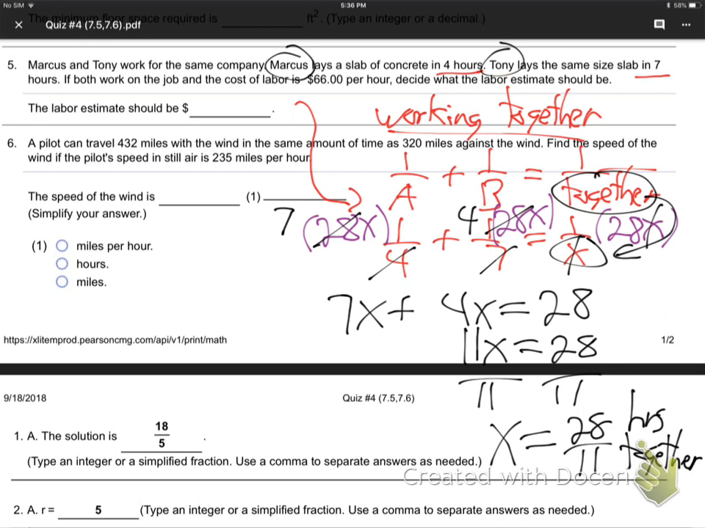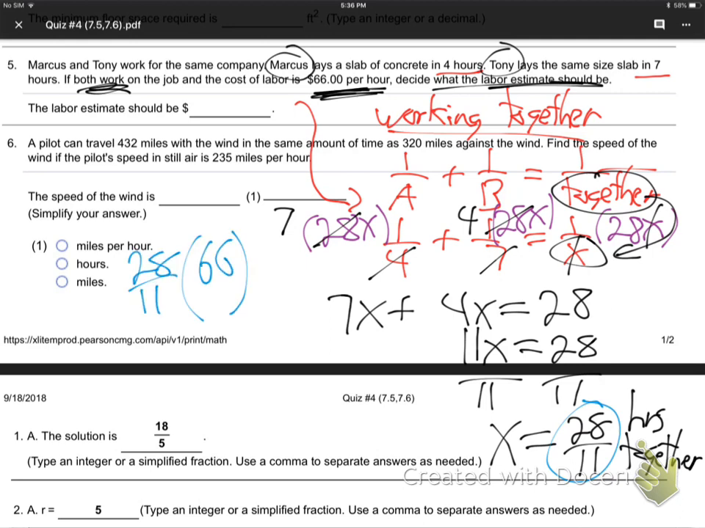Now, they get paid $66 per hour as a team. If both work on the job, it's $66 per hour. So what should the labor estimate be? How much will it cost? Well, that means we just need to take this many hours, 28/11 hours, times $66 per hour for them as a team to find out how much they're going to cost. How do I solve that?